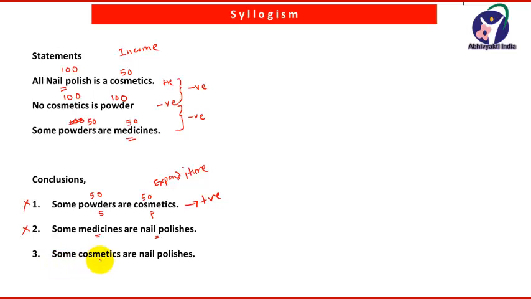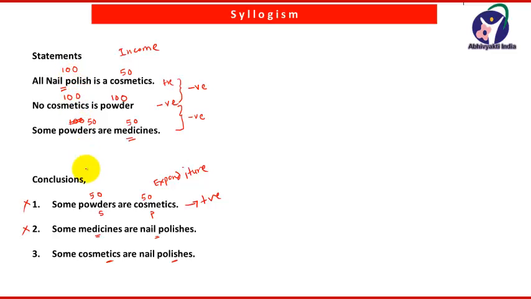Now the third conclusion is some cosmetics are nail polishes. Cosmetics and nail polishes: the first statement contains nail polishes and cosmetics. So this first statement is sufficient to come to conclusion number 3. Here the first statement is positive and the conclusion is positive.